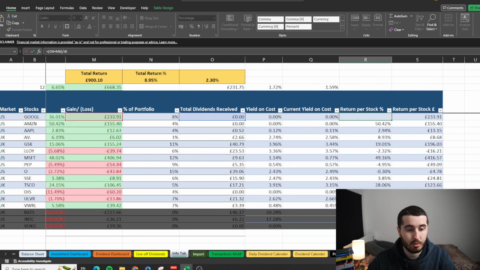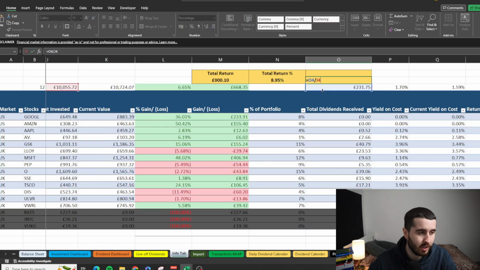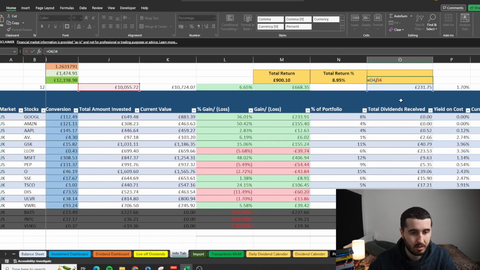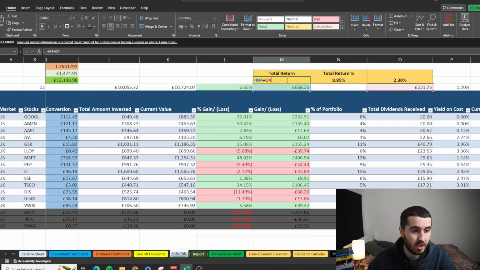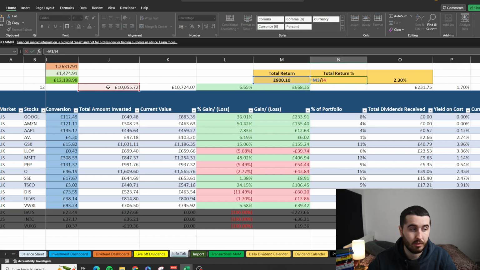Again, that gives you your return in percent, and then you've got your return, which is the total dividends plus the gain or loss. That's in pounds. We got our total dividends divided by our total amount invested, which gives our portfolio yield on cost. Total return, which is our total return figure here, which is the total gain plus the total dividends received. And then again, we're just doing the total return divided by the total amount invested, which gives us the 9% return.